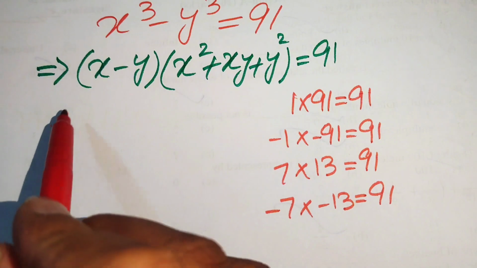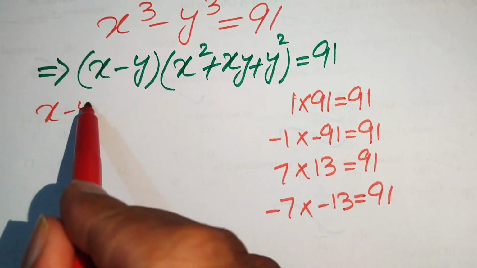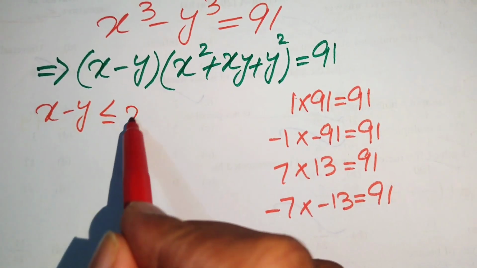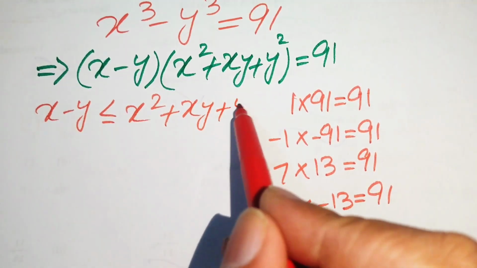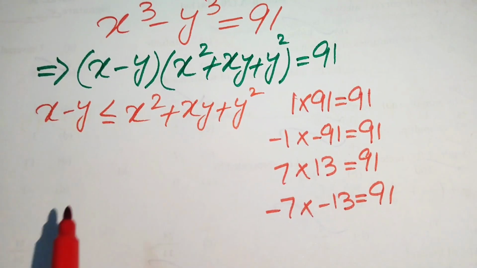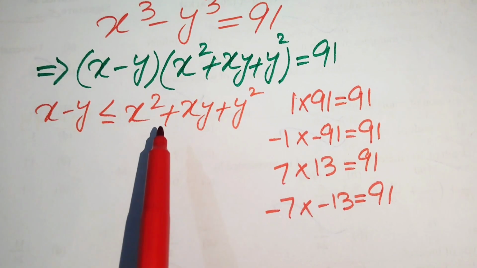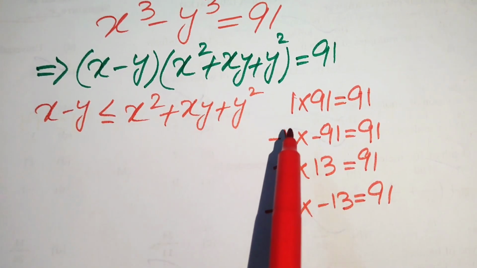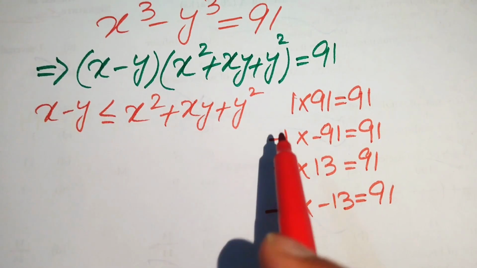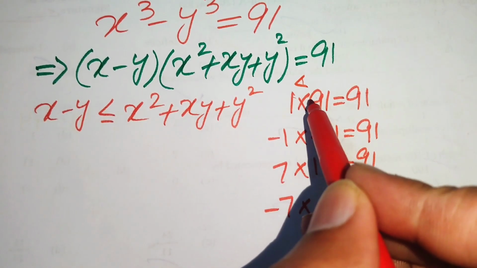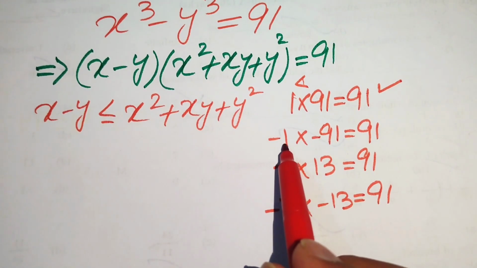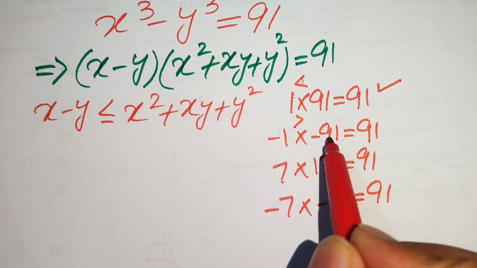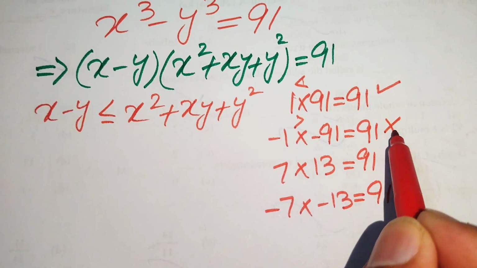Here you know that our factor x minus y is always less than or equal to x squared plus xy plus y squared. Our first factor is always less than or equal to the second factor. So we choose those pairs in which the first number is less than the second. Here 1 is less than 91, so we choose this pair, and minus 1 is greater than minus 91, so we reject this case.